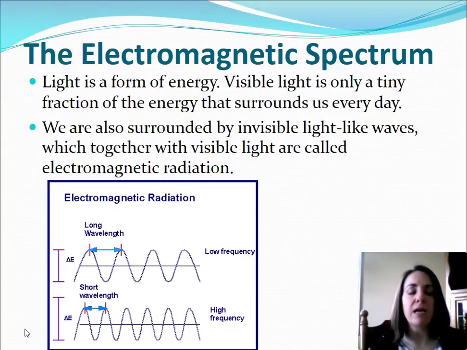Okay, so light is actually a form of energy. The light that we see, visible light, is only a small portion of the energy that we get from light all around us all the time. So we are constantly surrounded by these invisible light-like waves. They are all part of what we call electromagnetic radiation, and electromagnetic radiation travels as waves. So again, longer wavelengths mean less energy and a lower frequency. Shorter wavelengths mean a higher frequency and higher energy.